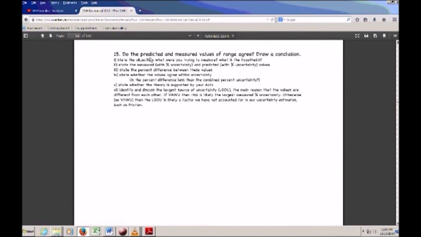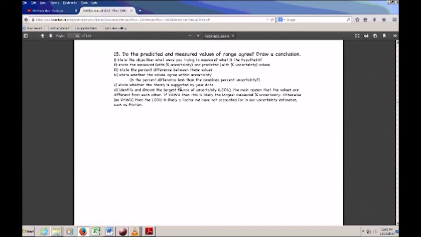So remember that your conclusion consists of answering all of these points in your bullet list. So state the objective, what were you trying to measure? In this case, it was the horizontal range of the car. What's the hypothesis? Basically that the measured value is going to agree with an uncertainty with the value that we calculated. State the measured values and the predicted values with their uncertainties in units. State your percent difference that you just calculated, and then say whether your values agree with an uncertainty. So is your percent difference smaller than the sum of the two uncertainties?